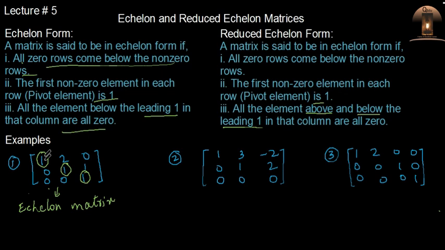So we see that the first element is 1 and all the other elements in its column are 0. In the second row the leading element is 1, but there is a 2 above this element. So we say that this is not a reduced echelon form. This is not a reduced echelon matrix.